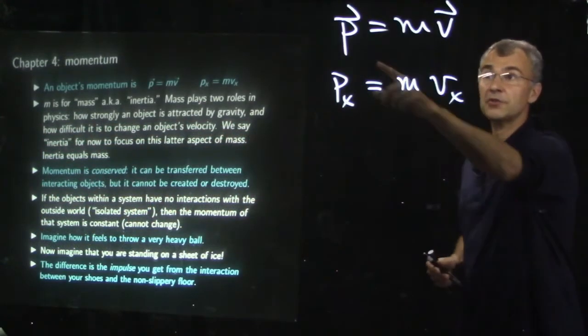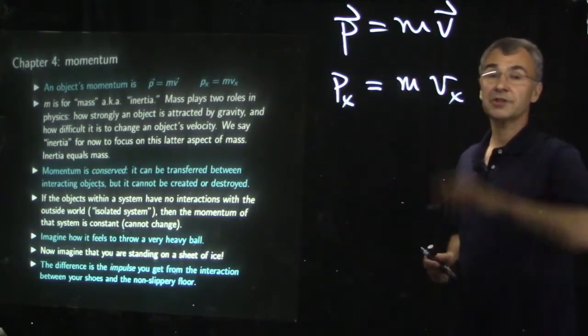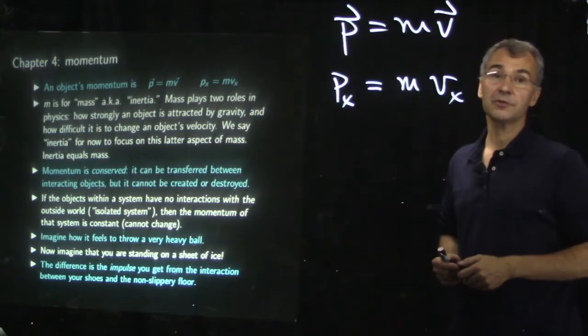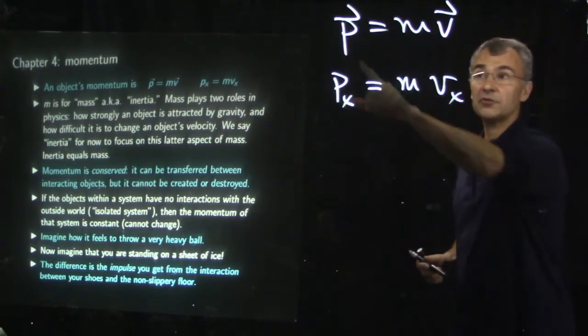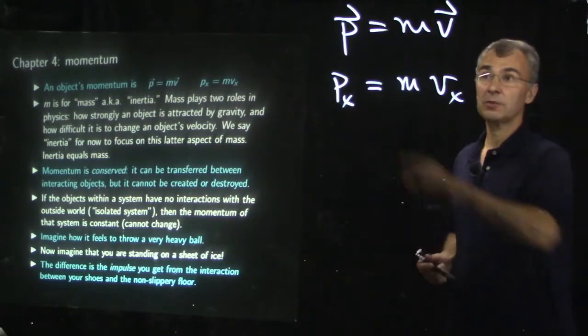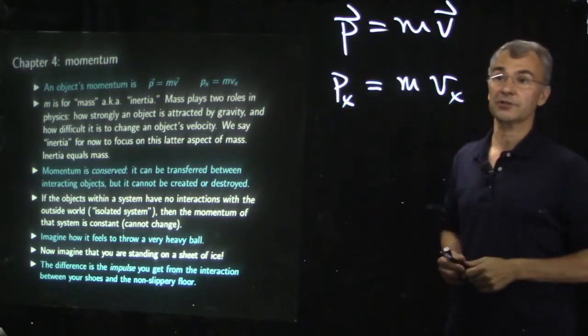Momentum is the product of mass m and velocity v. Velocity is a vector. Mass is a scalar. When you multiply a scalar by a vector, you get another vector. So the product of mass and velocity is a vector which we label p, the vector momentum. Okay, so momentum is mass times velocity. Momentum is a vector. Velocity is a vector.